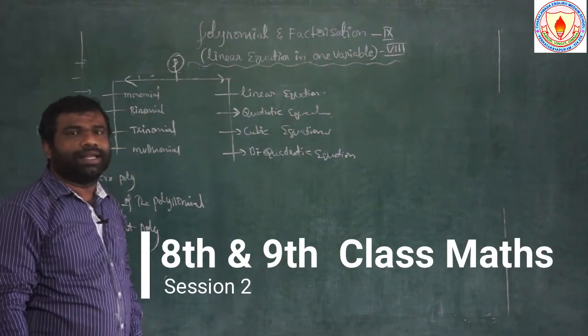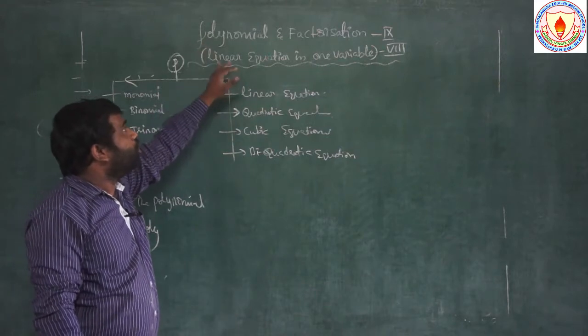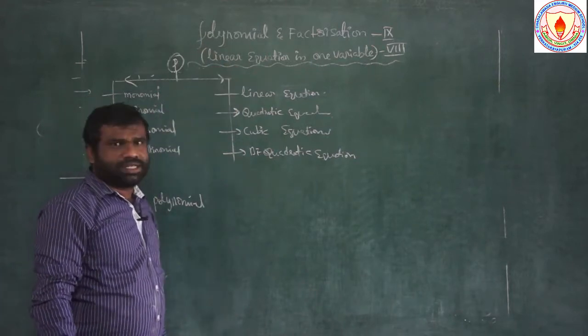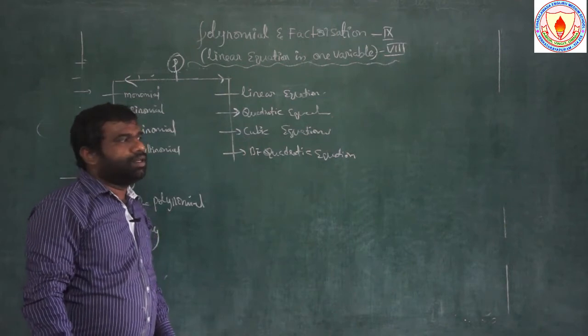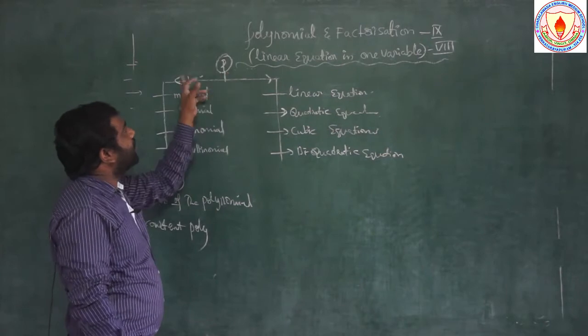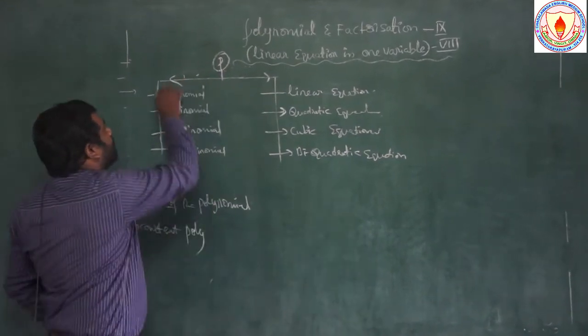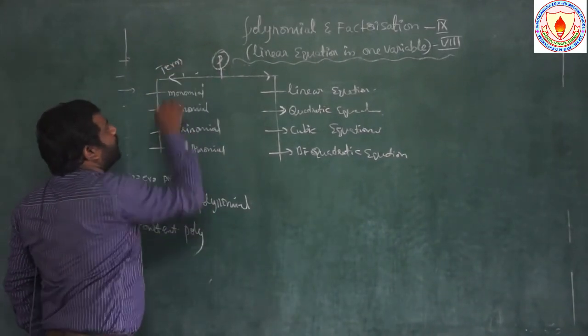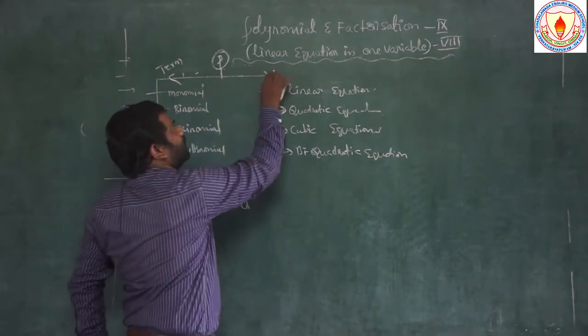Yesterday we were learning polynomials. In polynomials, linear equations in one variable. Once again, you have to continue. See, polynomials are classified into two models. One is based on terms, and one is based on degrees.